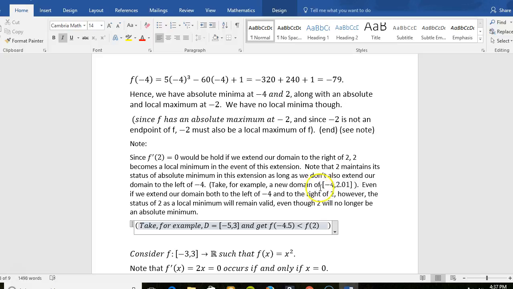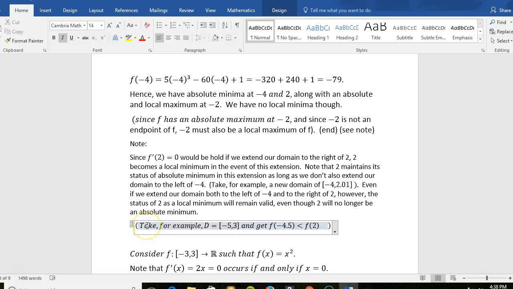Now, if you extend to the left of -4, as far as x equals 2 being the location of your local minimum, it's fine, no worries, because local doesn't even care. But as far as x equals 2 being the location of your absolute minimum, it's over. Let's say you go out to -4.01. Then if you plug -4.01 into f, it will give you something even more negative than -79, and x equals 2 has hence lost its status as the location of your absolute minimum.